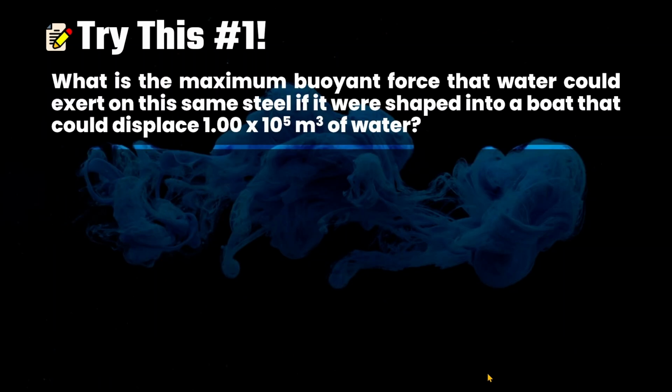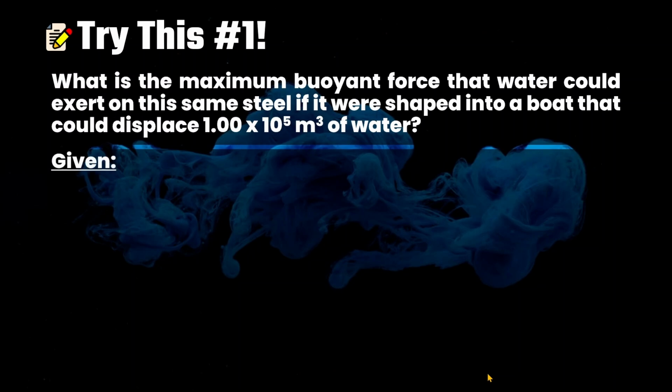Okay? The next question is, what about the maximum buoyant force that water could exert on the same steel if it were shaped into a boat that could displace 1.00 times 10 raised to 5 cubic meter of water? How is this different from the previous question? In the previous question, the steel was not shaped into a boat. But this time, what if this same steel were shaped into a boat?